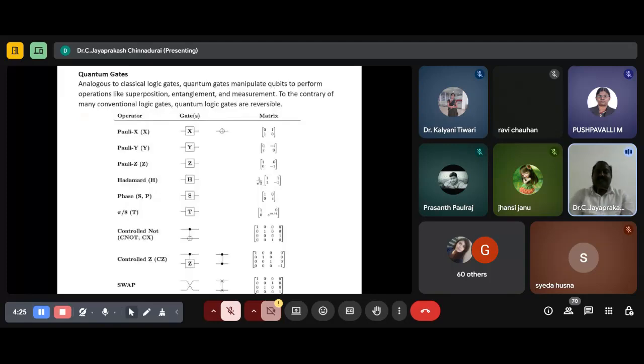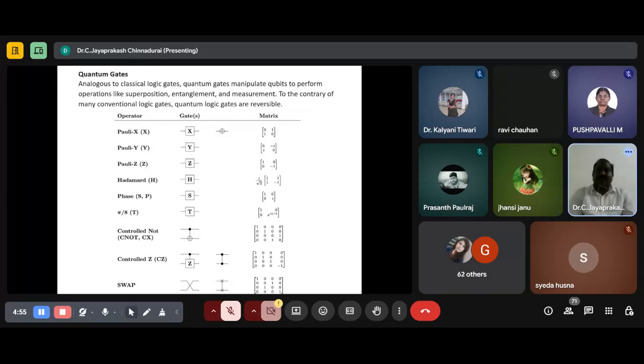Now see the various quantum gates we have. What are the quantum gates? Analogous to classical logic gates, quantum gates manipulate qubits to perform operations like superposition, entanglement, and measurement. We already discussed what superposition, entanglement, and measurement are. Contrary to many conventional logic gates, quantum gates are reversible. See what gates are available.